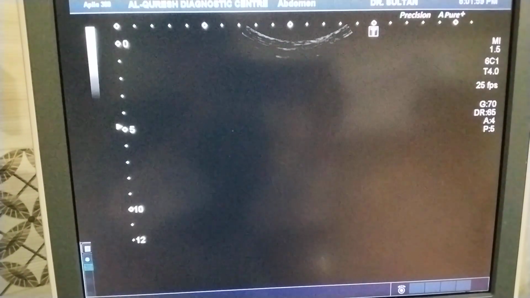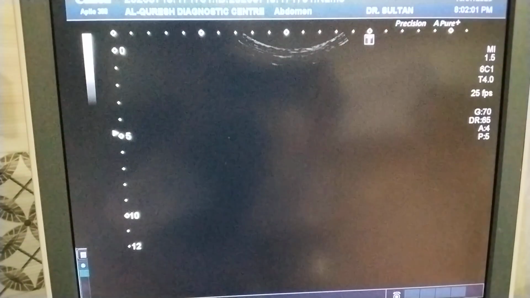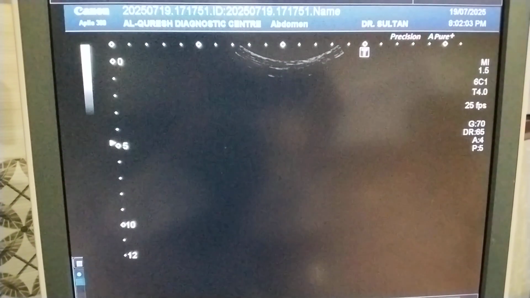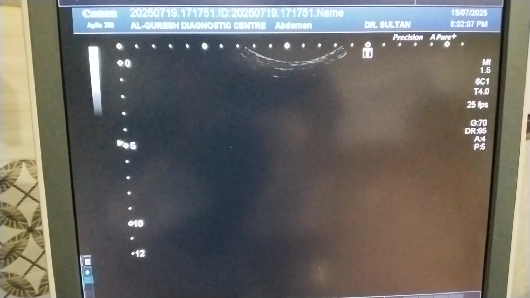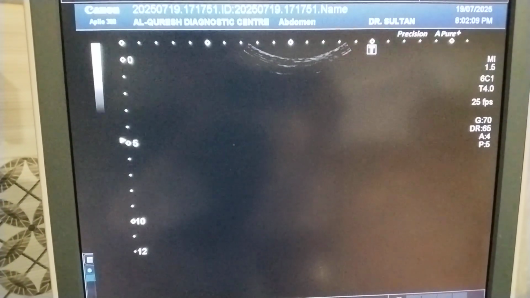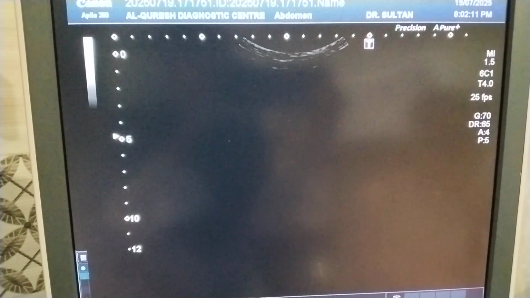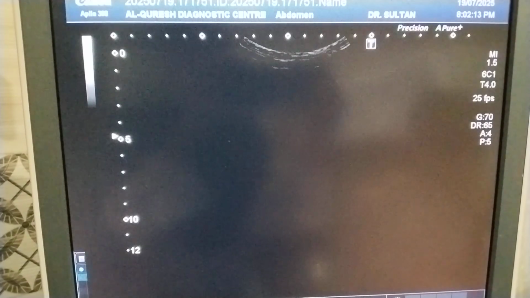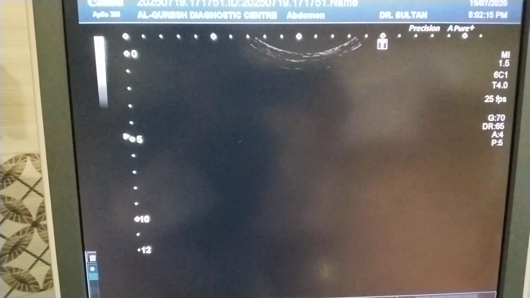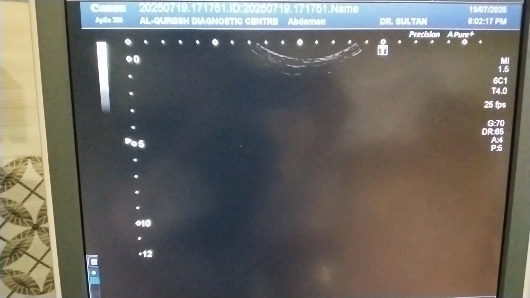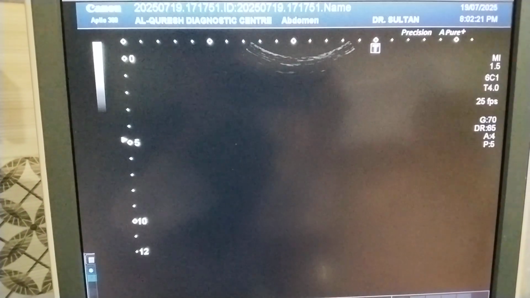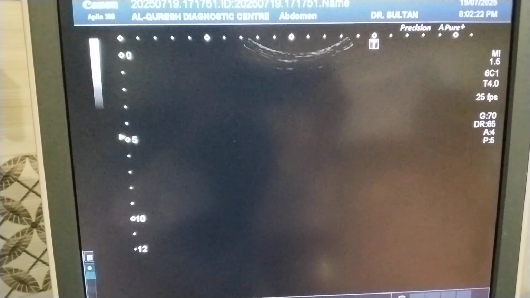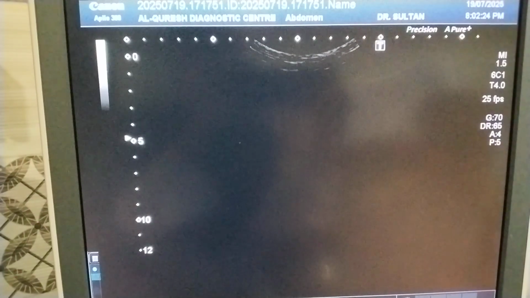From the last 4 months, she is feeling significant heaviness of the right side of the abdomen, and also the intensity has increased for the last 4 months during the menstrual cycle. In between the cycle, she doesn't feel any pain.